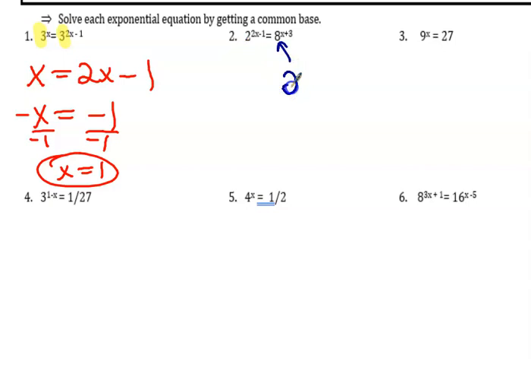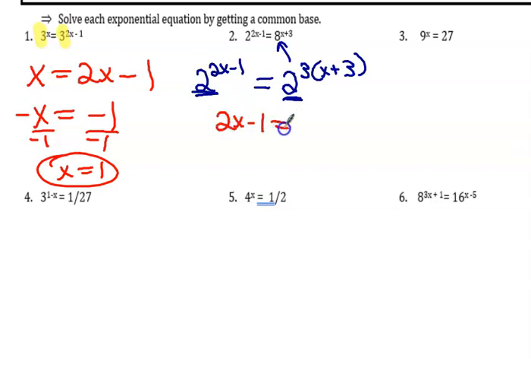Well, 8 is 2 to the third. This is very important. Then I have the x plus 3, then I multiply it by x plus 3. Make sure you're distributing that. And then I have 2 to the x minus 1. Again, I changed the 8 to 2 to the third. Therefore, the bases are the same, and I equate the exponents.